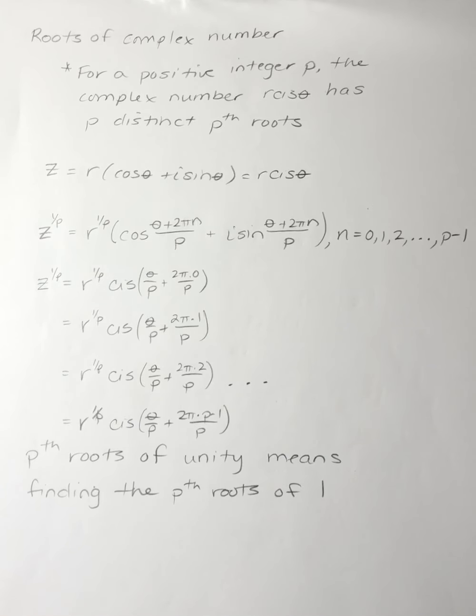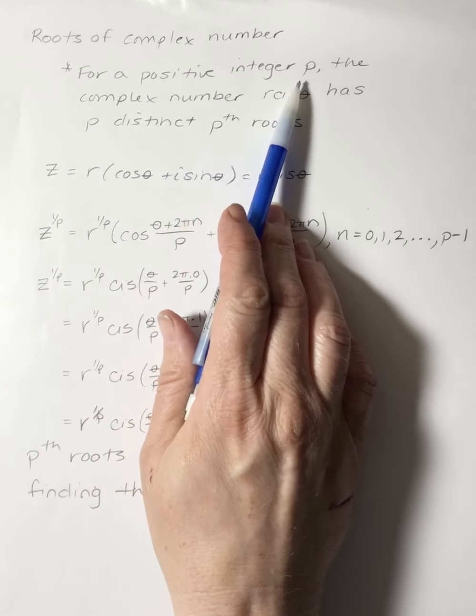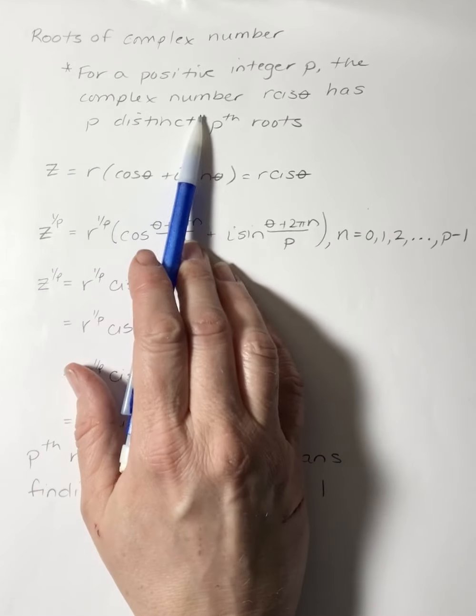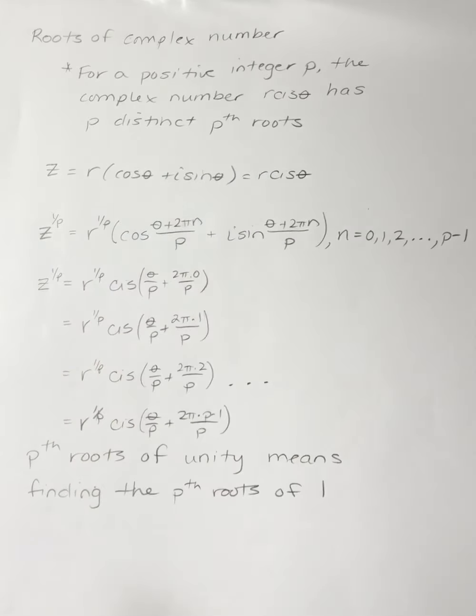We've done multiplying, we've done dividing, we've done powers to a positive integer. This is how you find the roots of a complex number, okay? For a positive integer p, the complex number r cis theta has p distinct p-th roots, okay?